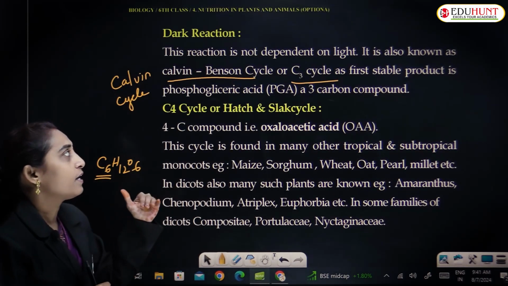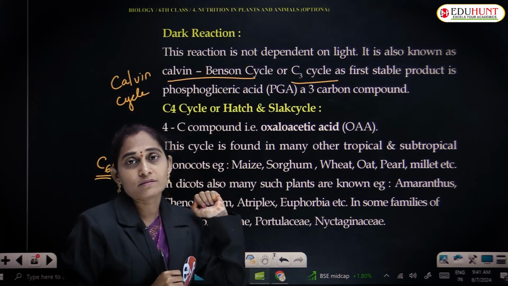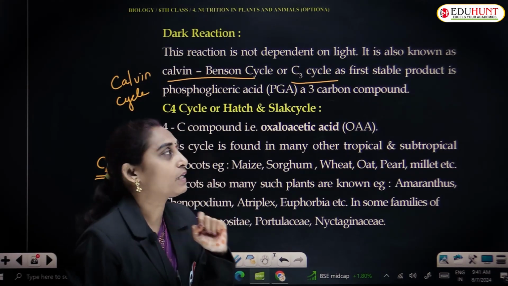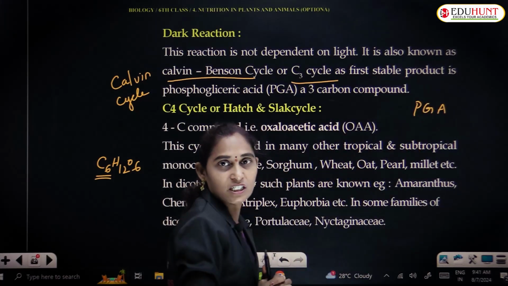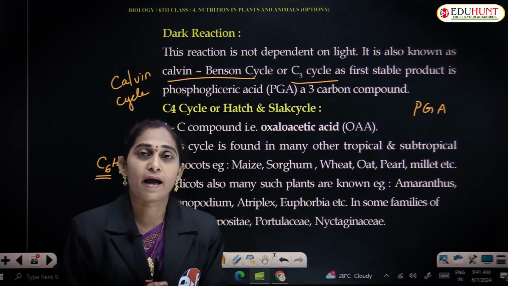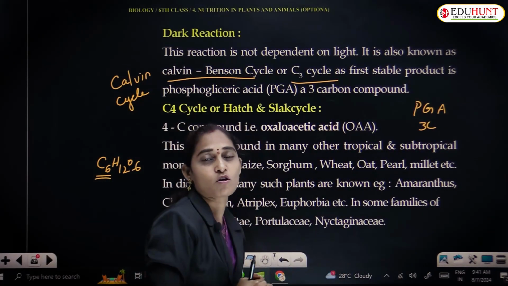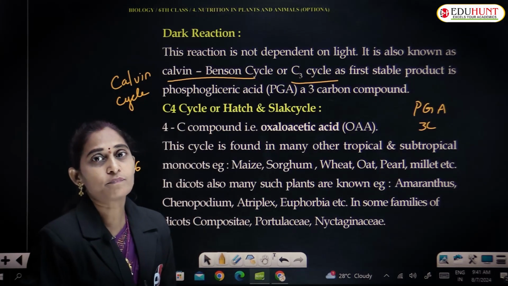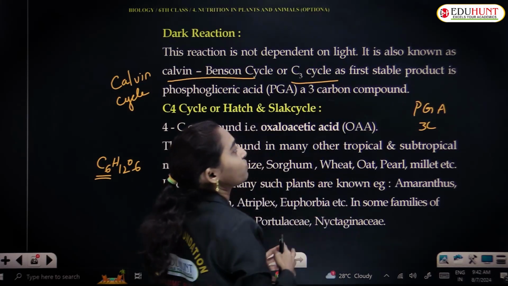In the same way, in the dark cycle or dark reaction, the first stable product is PGA, phosphoglyceric acid. Note it down. Phosphoglyceric acid is a 3 carbon compound. There are 3 carbons in phosphoglyceric acid. That is why it is the first stable product of the photosynthetic dark reaction, and that is why it is also called the C3 cycle.